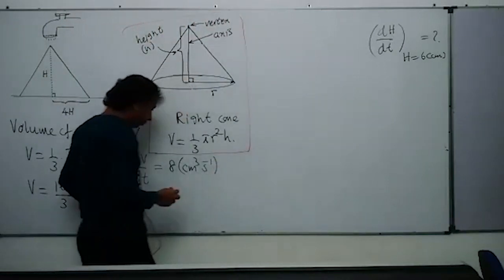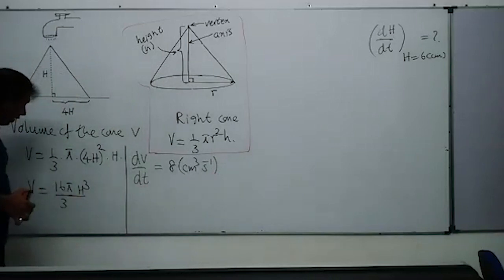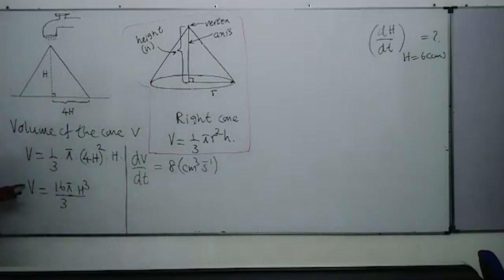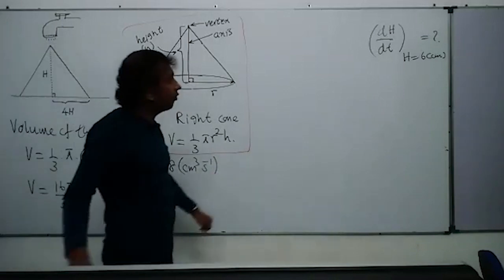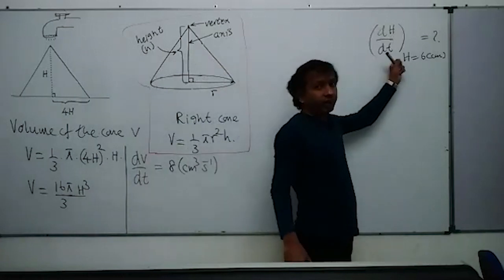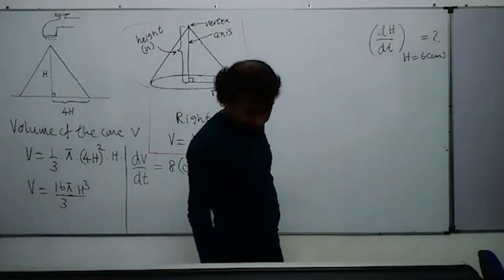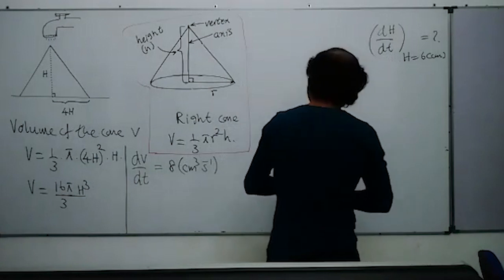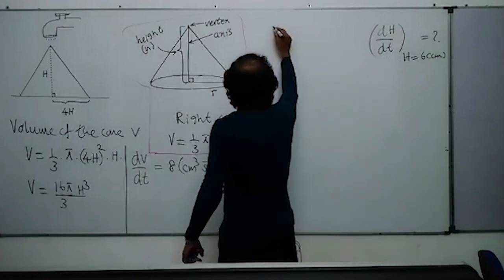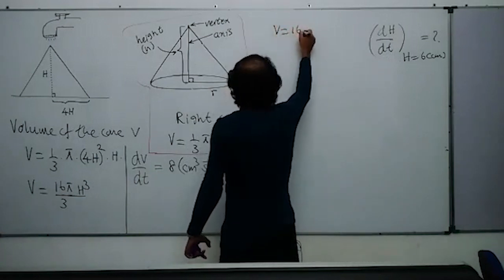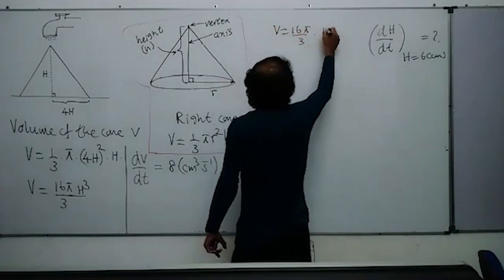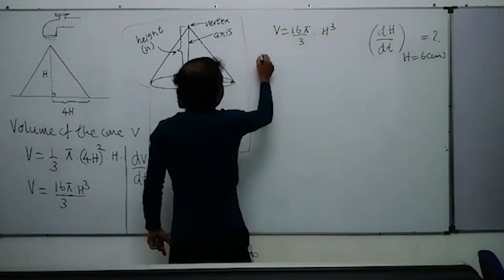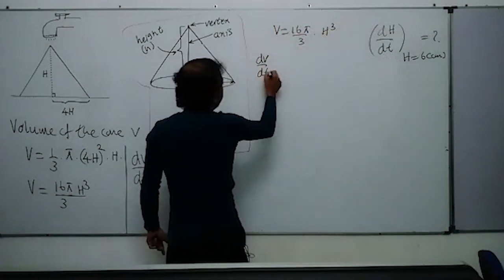We'll draw this, right? Now what I take is, people, I take this and I differentiate with respect to time t on both sides, right? We need finally to find this. V equals 16 pi by 3 h cube. I am going to differentiate this with respect to time t, dV by dt.